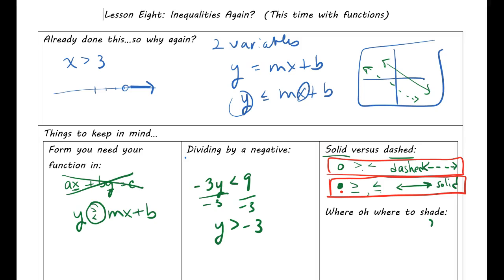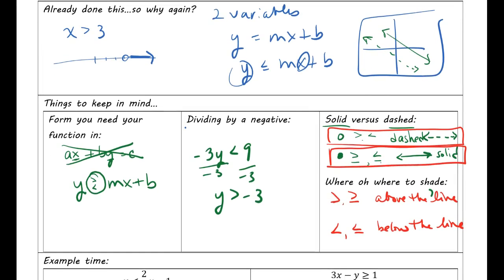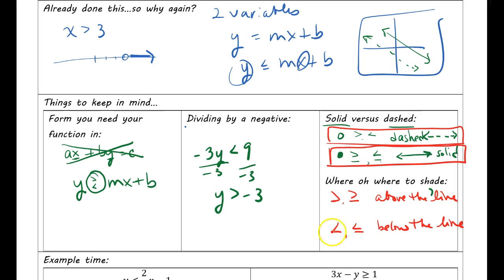And as far as where to shade, it's really kind of easy, guys. If you see greater than or equal to, you need to shade above the line. If you see less than or equal to, you need to shade below the line. And we're going to do examples so that that part will make sense. But don't make it harder than it is. It really is just greater than, above, less than, below.